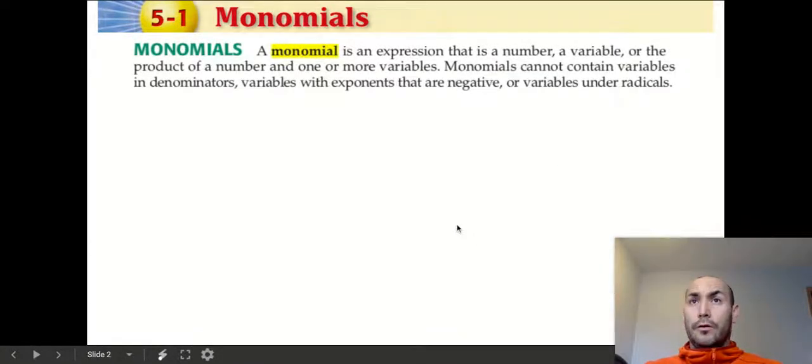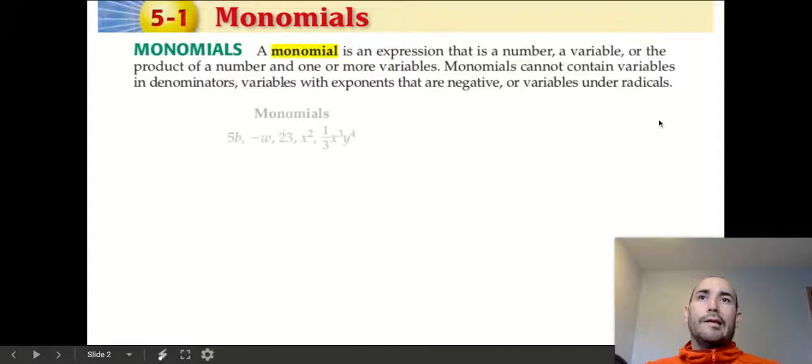So what is a monomial? This is our first vocabulary word here. A monomial is an expression that is a number, a variable, or a product of a number and one or more variables. Monomials cannot contain variables in denominators, variables with negative exponents, or variables that are under radicals.